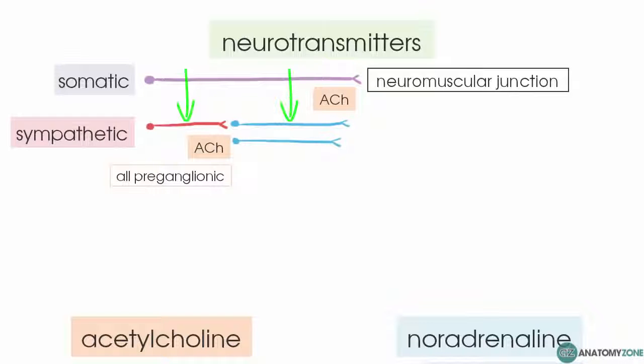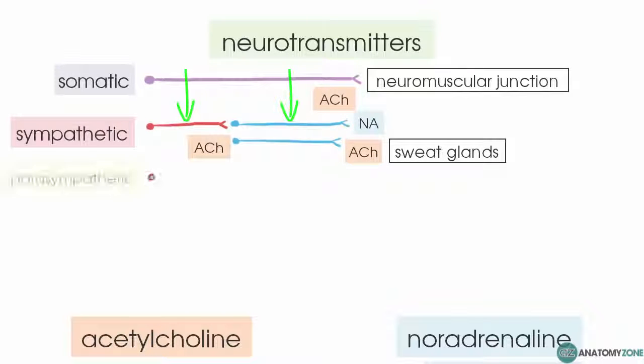Almost all postganglionic sympathetic neurons, except those which innervate sweat glands, are noradrenergic. That is, they secrete noradrenaline to their target organ. The ones that do innervate sweat glands are acetylcholine secreting.